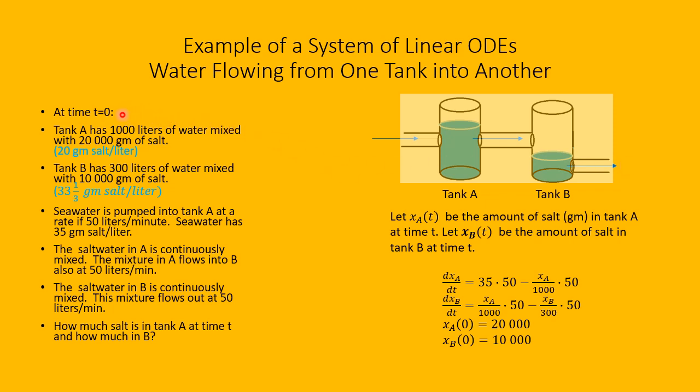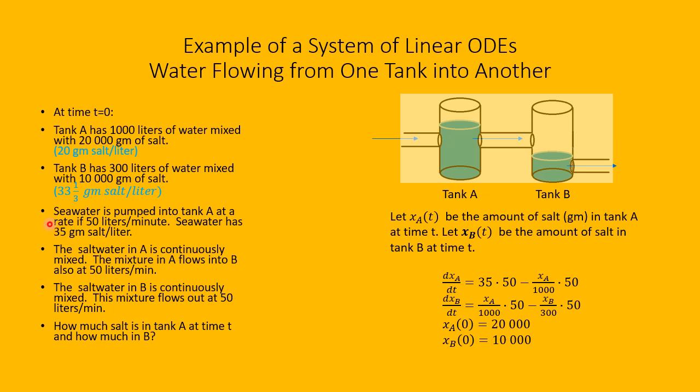At time t equals 0, tank A has 1,000 liters of water mixed with 20,000 grams of salt. So that's 20 grams of salt per liter concentration. On the other hand, tank B has 300 liters of water mixed with 10,000 grams of salt. So that turns out to be 33 1/3 grams of salt per liter. So the saltwater concentration in tank B, in grams of salt per liter, is higher than the concentration in tank A.